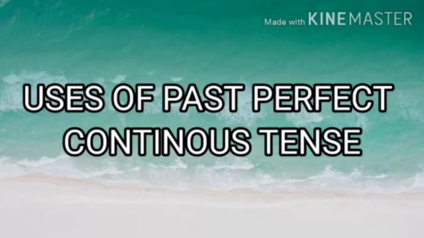The first one, duration before something in the past. That means we use this tense to show that something started in the past and continued up until another time in the past, like for 5 minutes, for 2 weeks, in such manner. And the examples are, they had been talking for over an hour before Rakesh arrived. How long had you been waiting to get on the bus? We can make a question format also. There is nothing wrong in it.